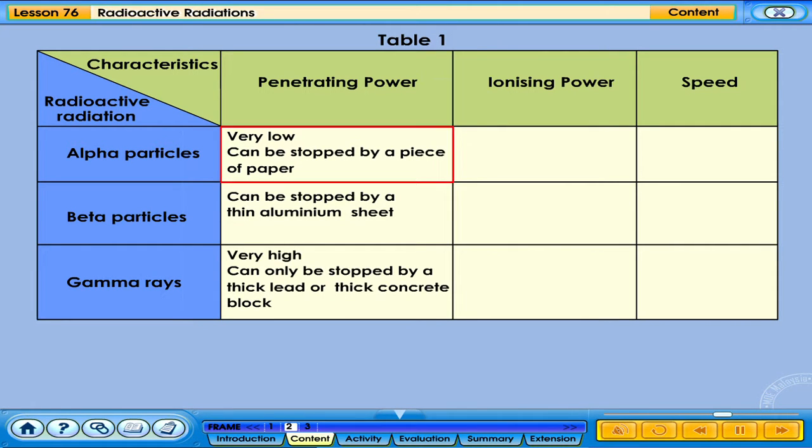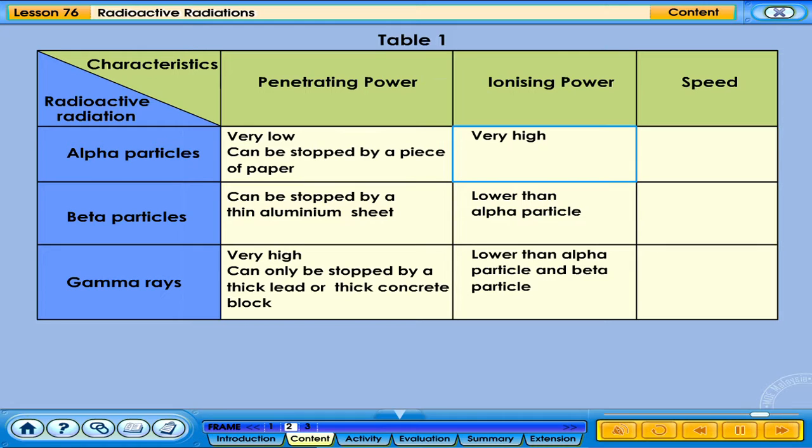Alpha particles have low penetrating powers and can be stopped by a piece of paper. Beta particles have moderate penetrating powers and can be stopped by a thin aluminium sheet. Gamma rays have high penetrating powers. They can be stopped by lead or concrete blocks.